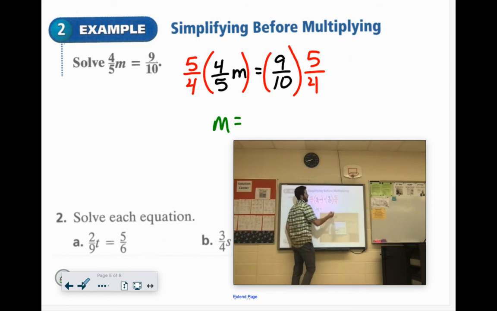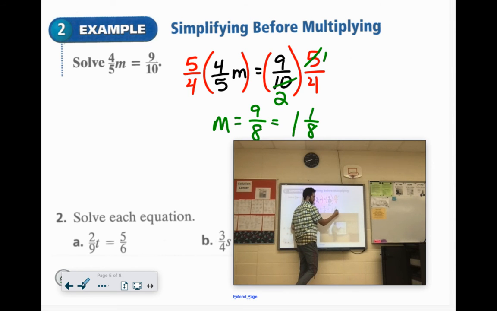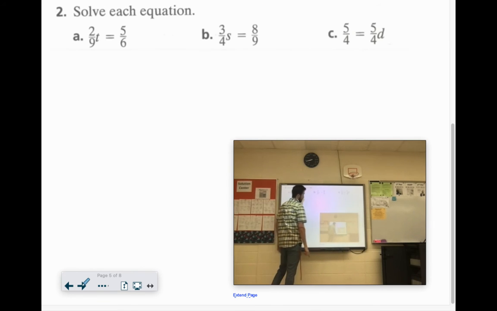Over here, if you simplify, 5 goes into 10 twice. So we have 9 times 1 is 9. 2 times 4 is 8. We'll turn that into a mixed number. 8 goes into 9 one time with 1 left over. So multiply by the reciprocal.